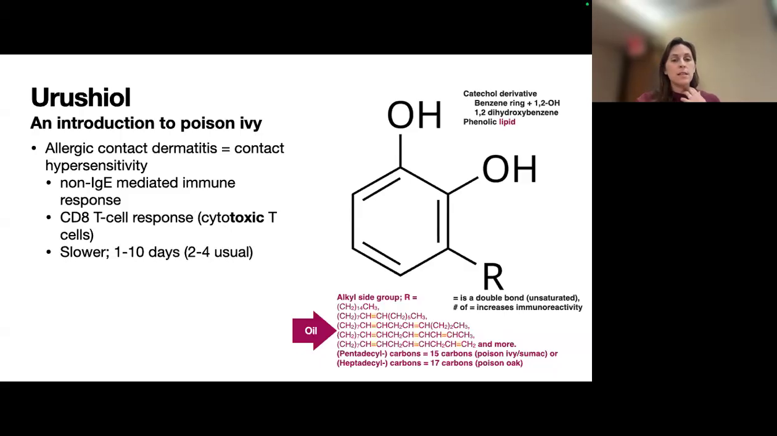And so this is a slower response. It's not part of the innate immune response. It's part of the adaptive immune response, meaning that it can take anywhere from 1 to 10 days for allergic contact dermatitis. Usually with poison ivy, we're looking at 2 to 4 days. And the way that it all starts is because of that oil, which is right here with that R group. And that oil is what allows the urushiol to penetrate that skin barrier.